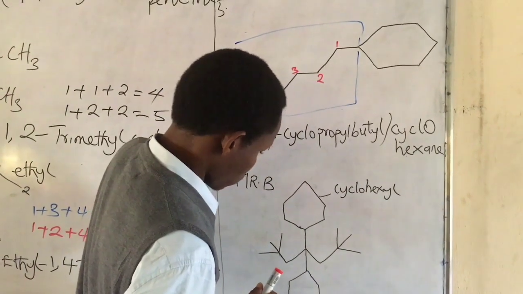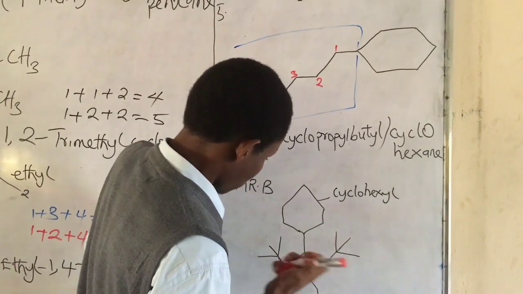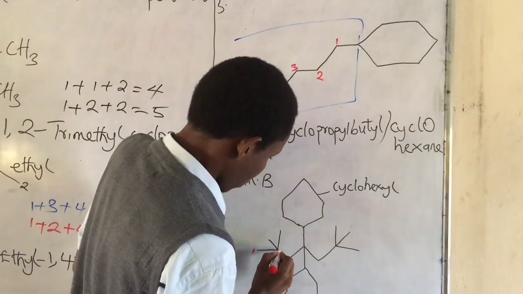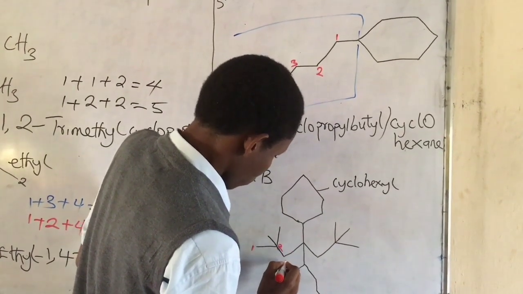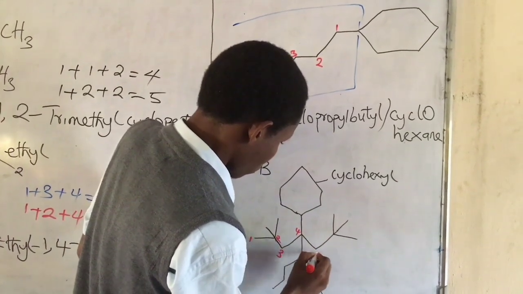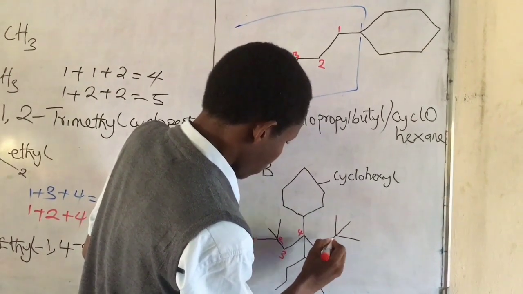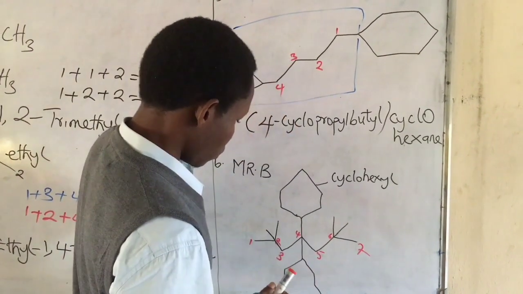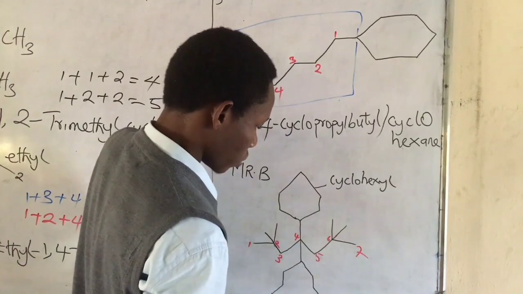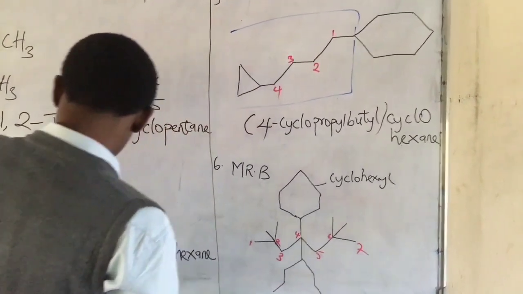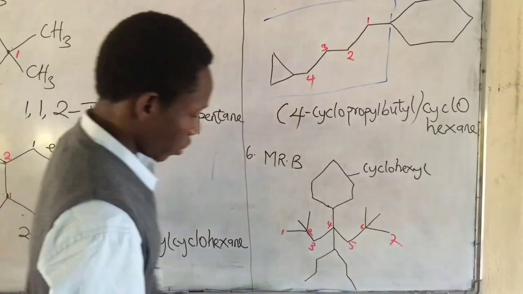Let's count this way. Let's number it this way: 1, we have 2, we have 3, we have 4, we have 5, we have 6, we have 7. So if we number it this way, we'll be getting 7, which is heptane. I think we can also number this in another way.